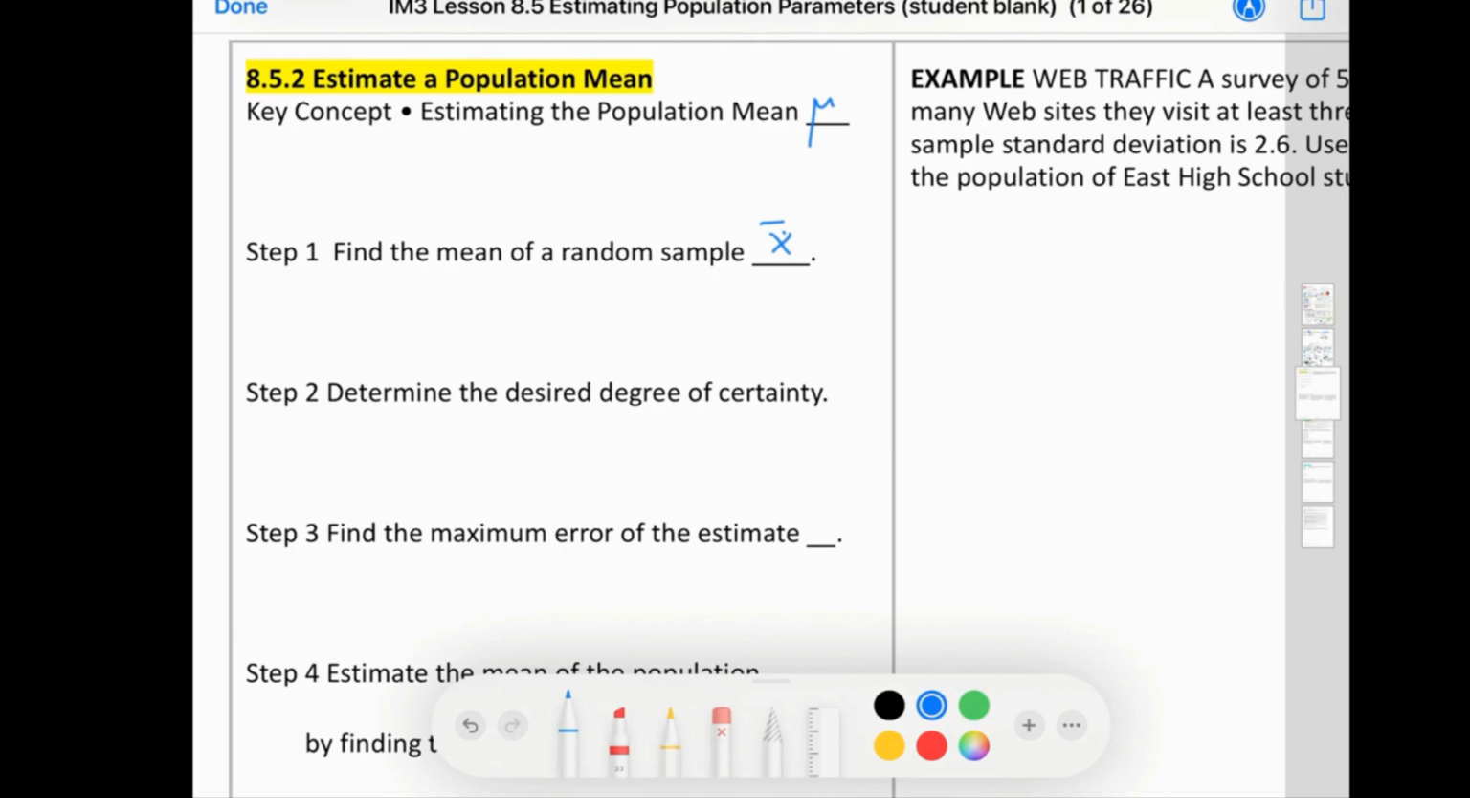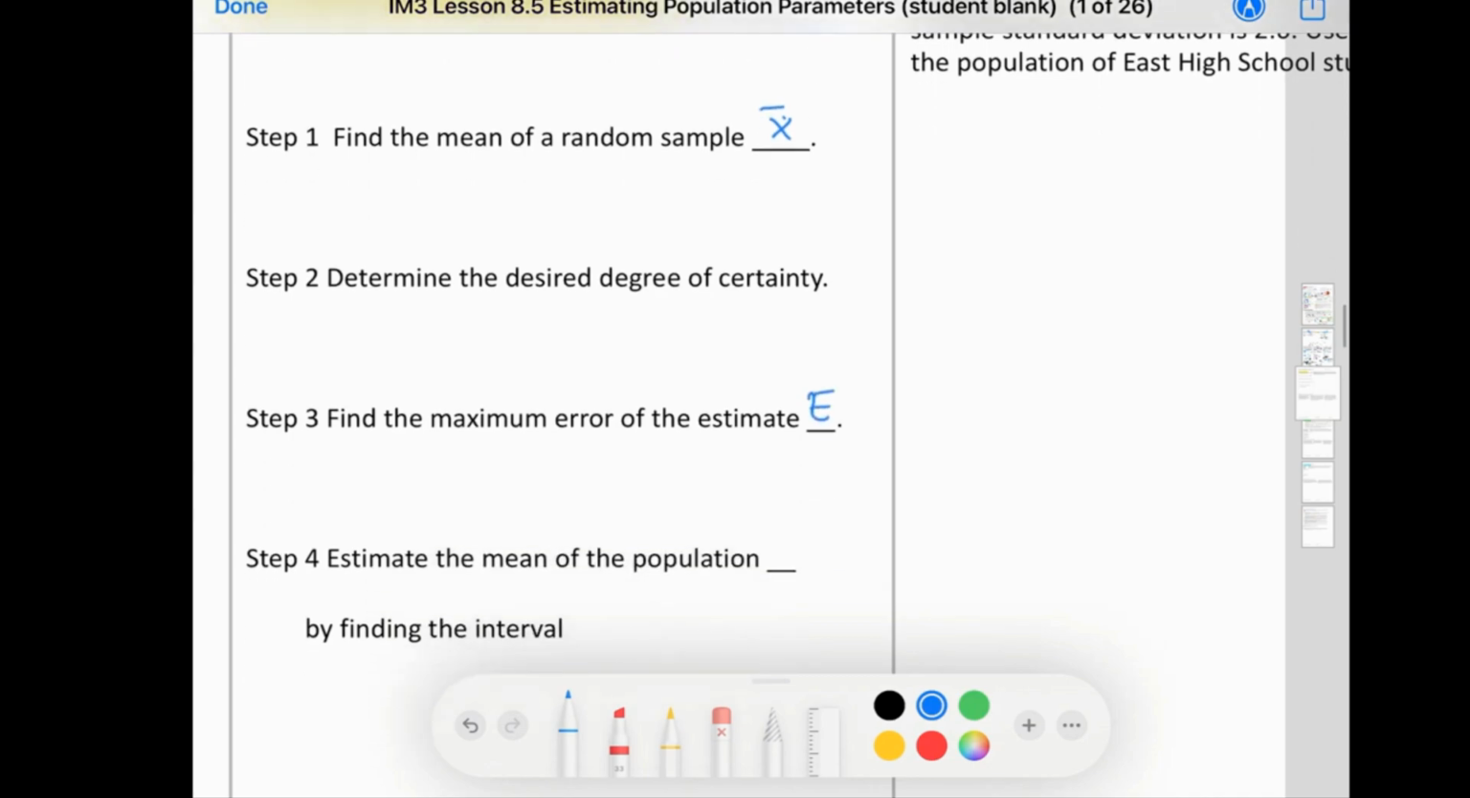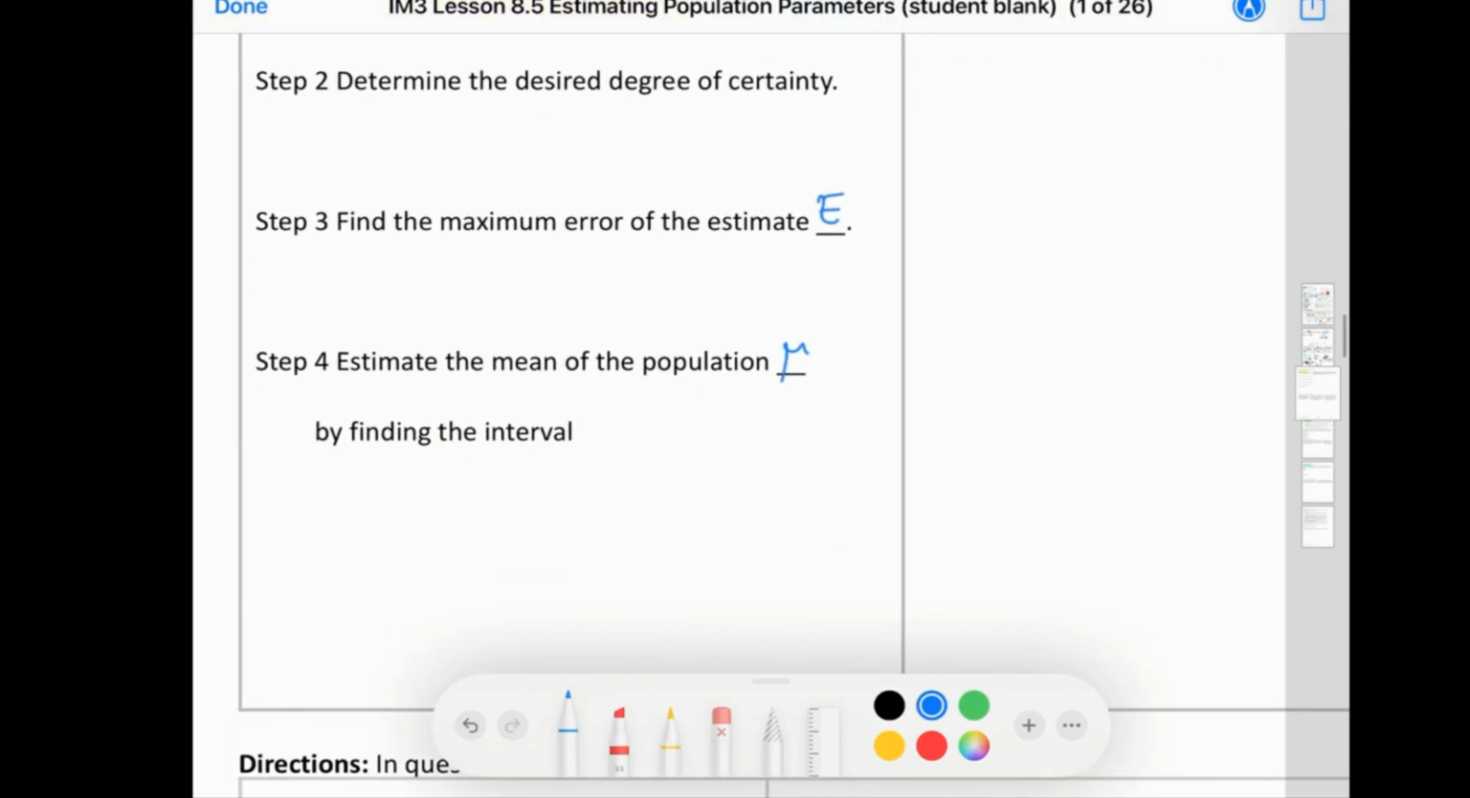Step 2, we need to determine the degree of certainty. So let's look in the chart. Number 3, find the error of estimate. What letter did we just find previously? That is our E. And then estimate the mean population, which is mu, by finding the interval. It's not an ordered pair, it's just a range, like interval notation.